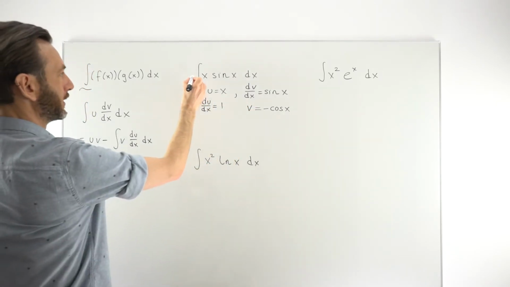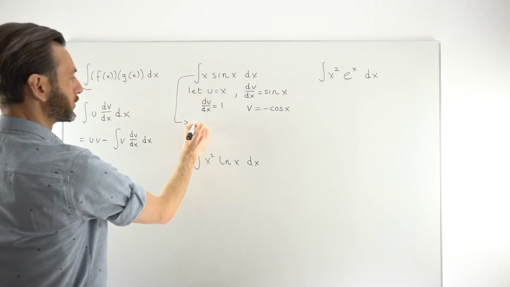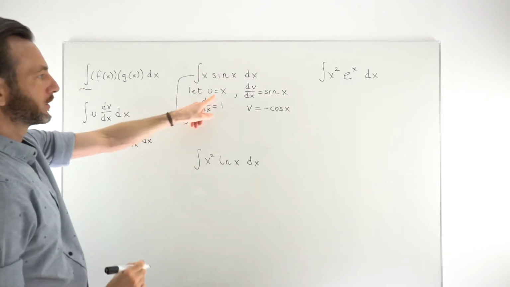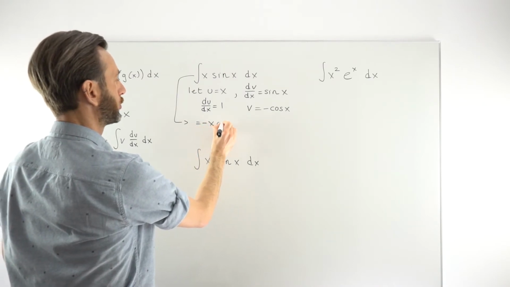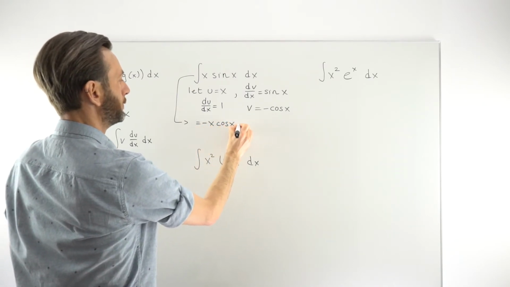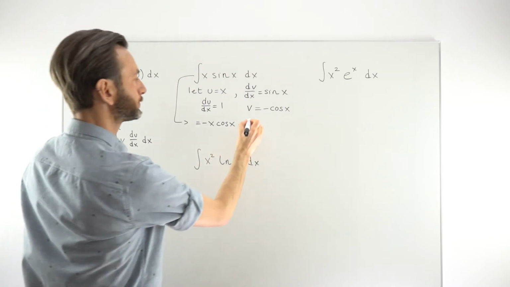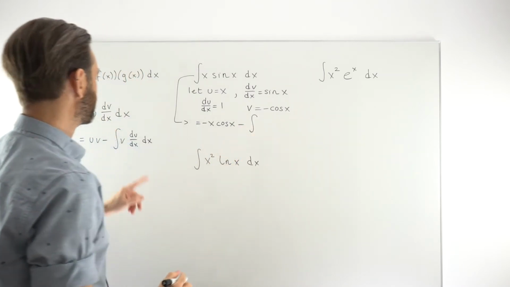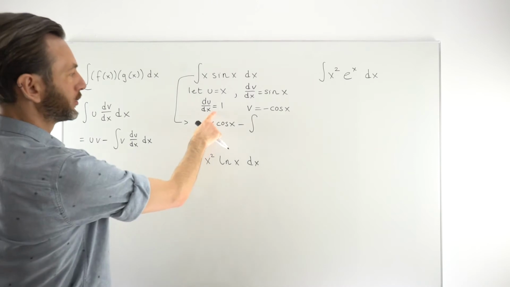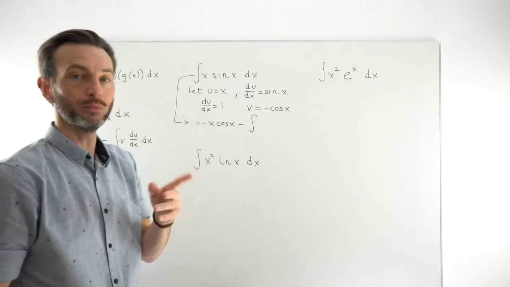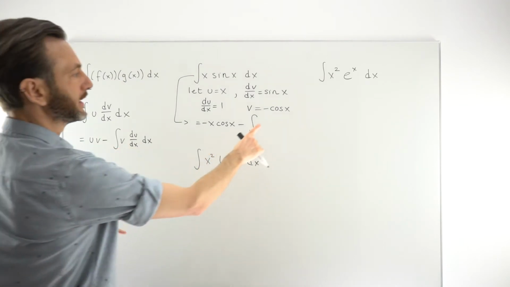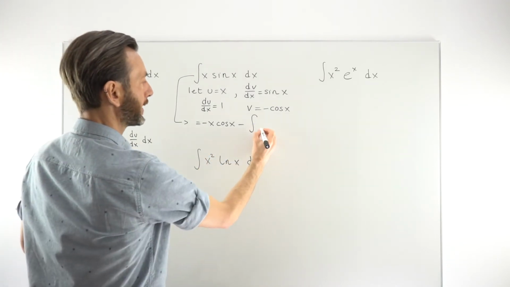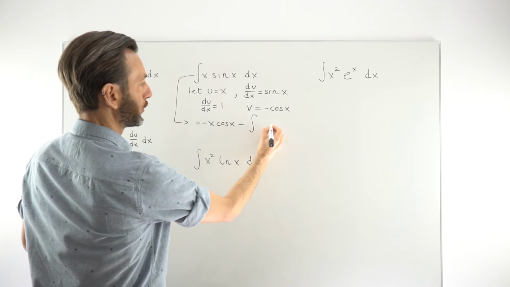So that would tell us then that this is just equal to uv, so this is u, this is v, so that's minus x cos x minus the integral of v du/dx. This is our du/dx. In this case, it's very simple. It came out to be just 1. So this part here is just 1. v is minus cos x. So minus cos x in here.